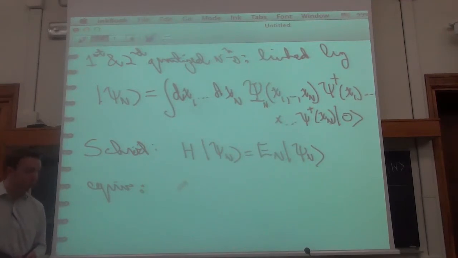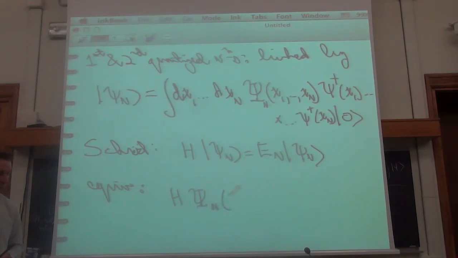Here, by a kind of abuse of notation, I use the same H, but here I'm in the first quantized version of it. And then you have this function here, ψ_n of the set of coordinates, is equal to E_n times this function. Okay, so that's what we're going to try to solve.